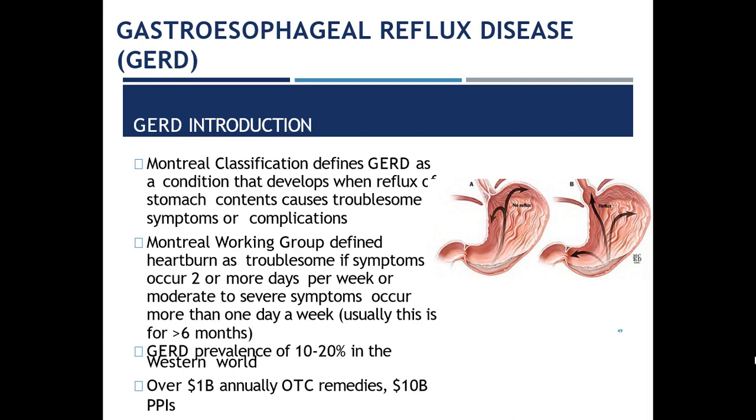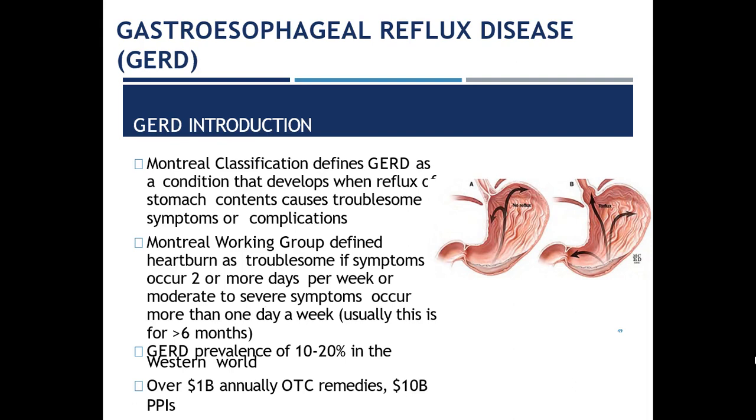So the Montreal Working Group defined heartburn as troublesome if symptoms occur 2 or more days per week. Now see, it is very important. For example, if the patient is saying that I get this esophagitis 2 or 3 times a week, or moderate to severe symptoms occur more than 1 day a week, usually this is for more than 6 months. So the history is that I get severe esophagitis once a week, or mild to moderate 2 to 3 times a week.